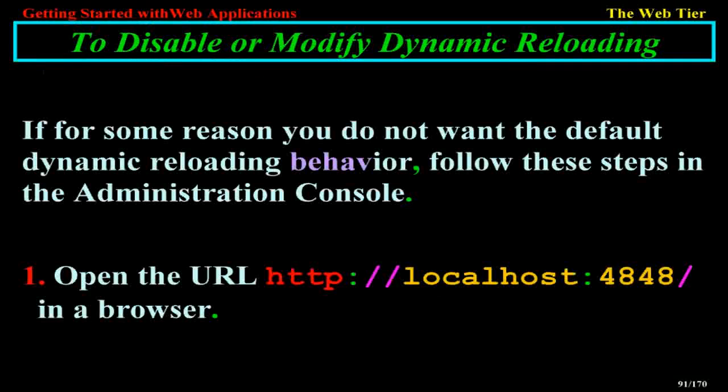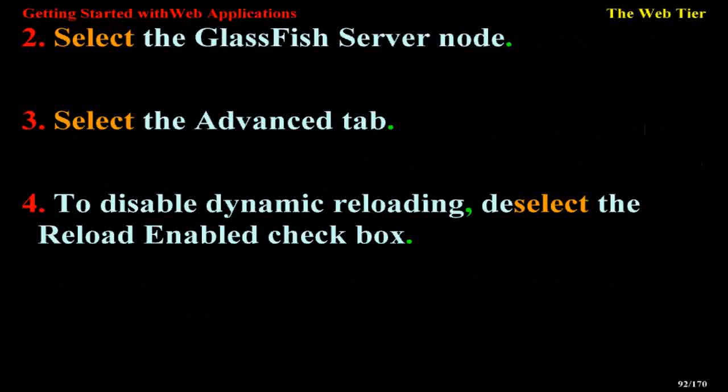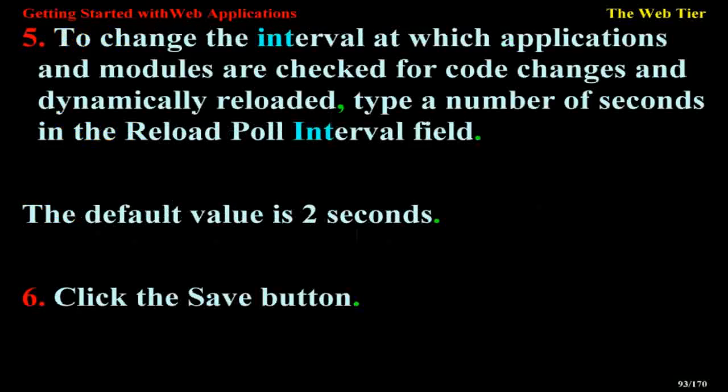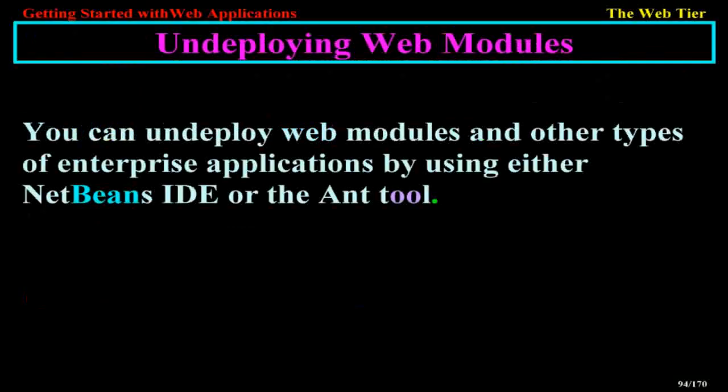To disable or modify dynamic reloading, if for some reason you do not want the default dynamic reloading behavior, follow these steps in the administration console. Open the URL http://localhost:4848 in a browser. Select the GlassFish server node. Select the Advanced tab. To disable dynamic reloading, deselect the Reload Enabled checkbox. To change the interval at which applications and modules are checked for code changes and dynamically reloaded, type a number of seconds in the Reload Poll Interval field. The default value is 2 seconds. Click the Save button.